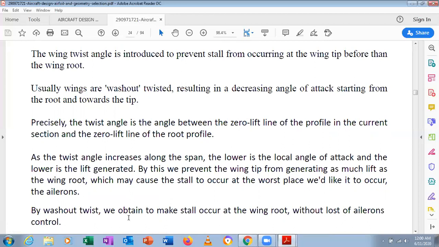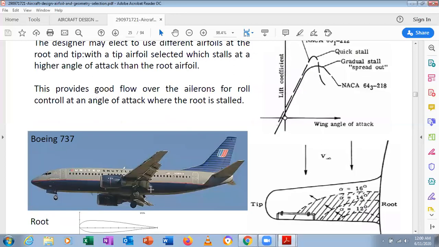By washout twist, we obtain stall at the wing root without loss of ailerons. So what happens if stall occurs on the ailerons? It loses its control. To avoid that, we will introduce the twist called washout twist. You can see here, this is called the wing root and this is called the wing tip.